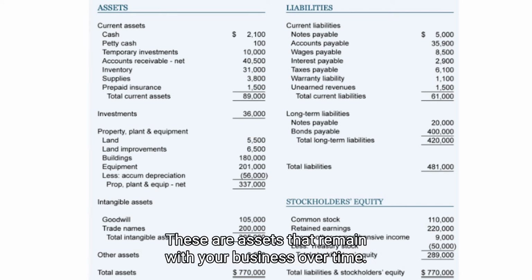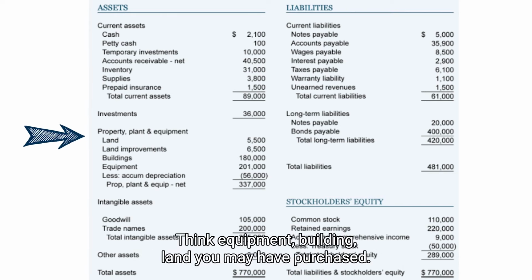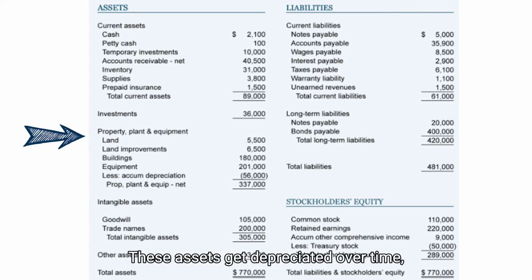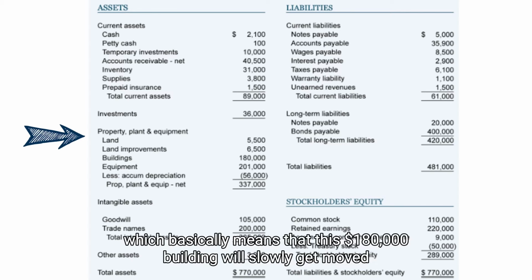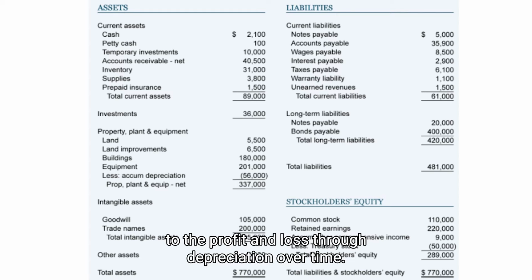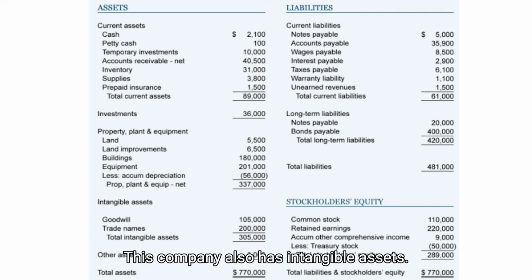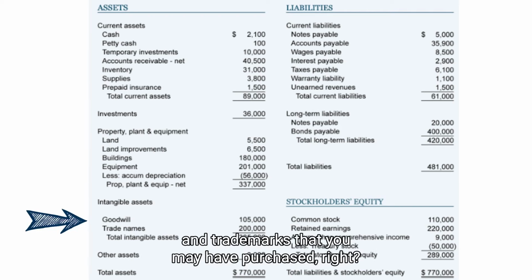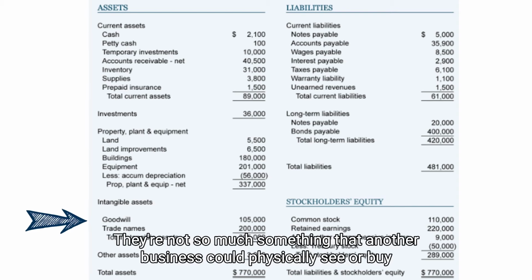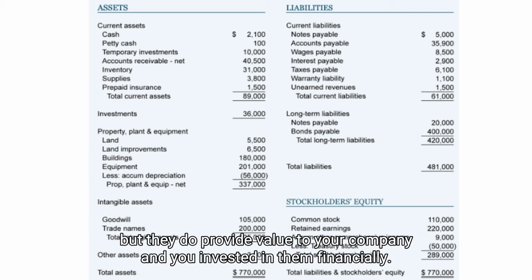Total current assets, $89,000. They also have what's called fixed assets. These are assets that remain with your business over time. Think equipment, buildings, land you may have purchased. These assets get depreciated over time, which basically means that this $180,000 building will slowly get moved to the profit and loss through depreciation over time. This company also has intangible assets. Those are things like goodwill and trademarks that you may have purchased, right? They're not so much something that another business could physically see or buy, but they do provide value to your company and you invested in them financially.